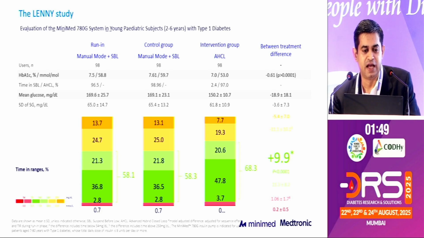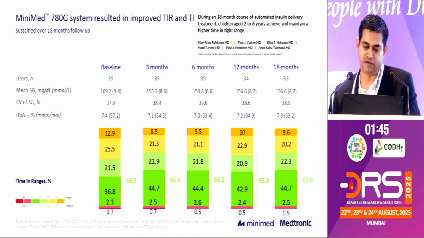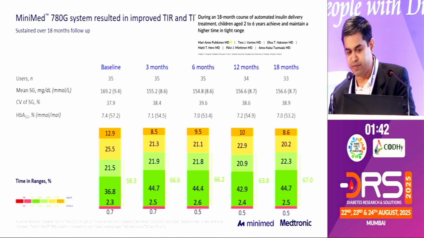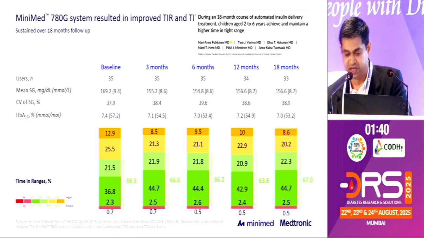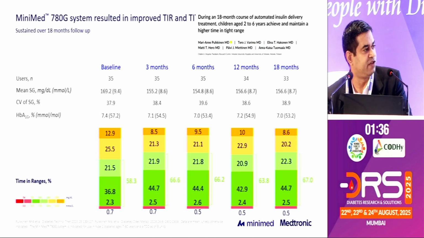This is the Lenny study, and this is another study in 2 to 6 year olds, but a long-term follow-up up to 18 months. You can see again they did not achieve a time in range of 70%, which is required, but I think any of the ped endos who handle such small children will be very, very happy with 67% time in range and very little time below range.